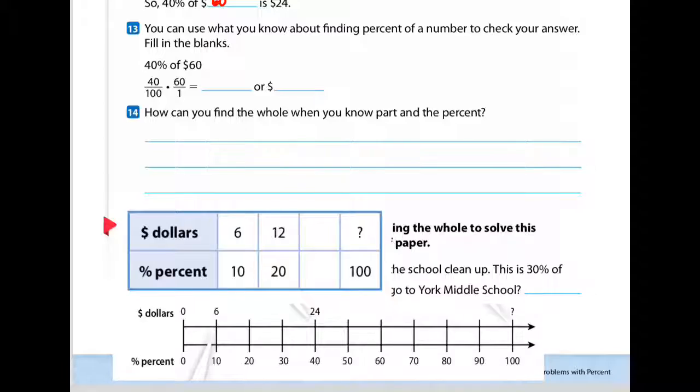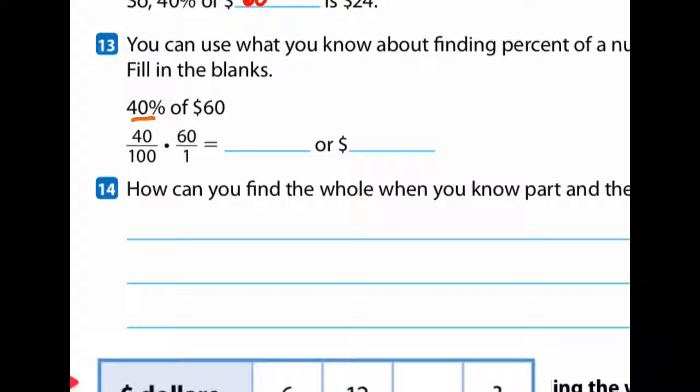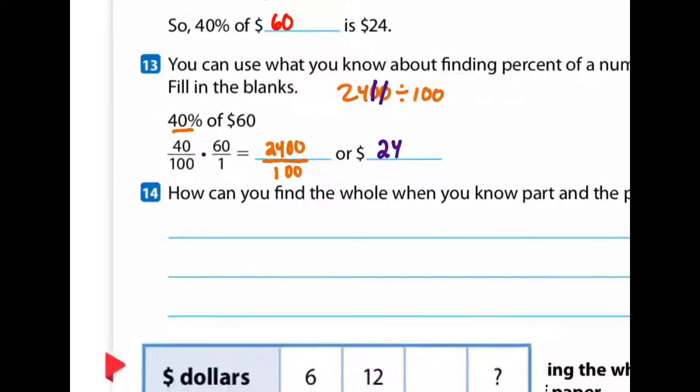All right, so for number 13, here's what I know. We know 40% of $60, right? We're just checking here. 40% is the fraction 40 over 100, times 60 as a fraction is times 60 over 1. Remember, we did this in yesterday's lesson. So to solve this, I would do 40 times 60. Remember, you do 4 times 6 is 24, and add the 2 zeros. And then 100 times 1 is 100. And then remember, 2400 divided by 100 just means get rid of those 2 zeros, which is $24. And remember, that's the price of the game. So we are just checking to show that we had the right answer. So if you had that for 13, good. If not, you can pause it and make corrections.